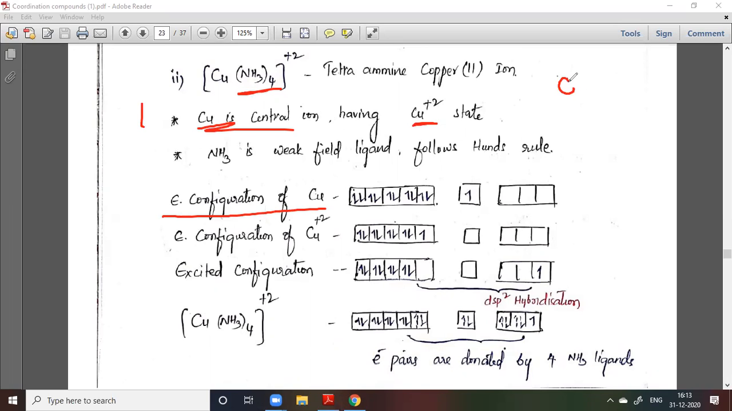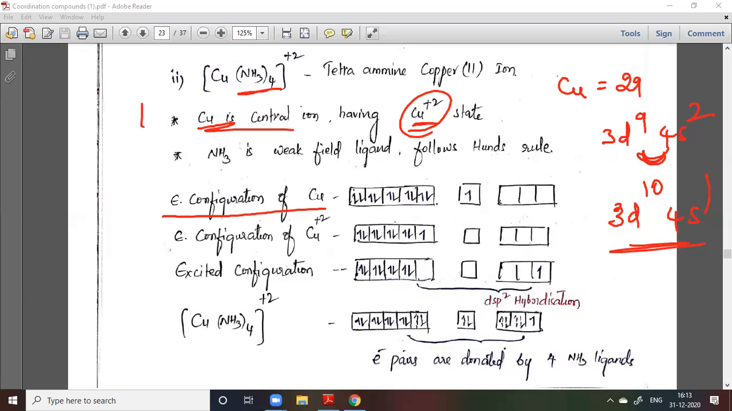Electronic configuration of copper: atomic number 29, so it should be 3d9 4s2. But the electrons are shifted like this, and you will get the electronic configuration of copper as 3d10 4s1. Now here 2 electrons are removed, that means one electron from here and another from here. Then the remaining will be 3d8 here. So the general electronic configuration is 3d10 and 4s1 here.